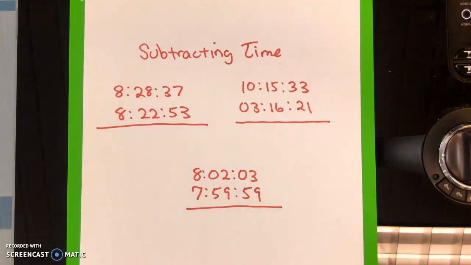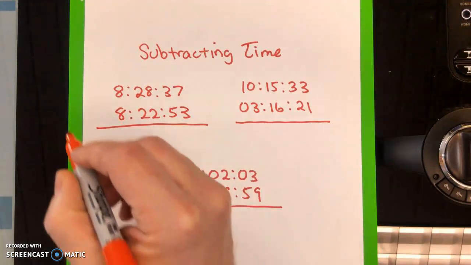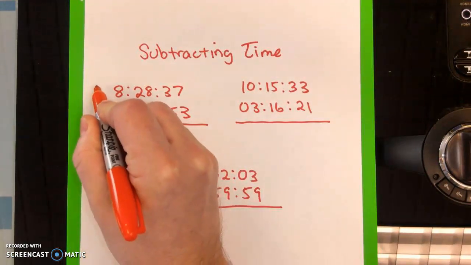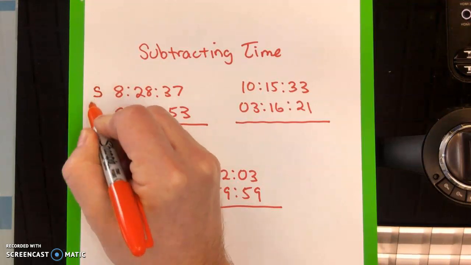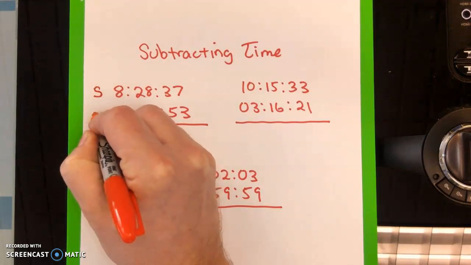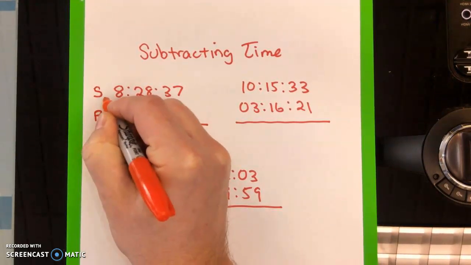So today we're going to be taking a look at subtracting time. Specifically, when we are trying to figure out distance to epicenters, we need to find the difference in time between the P wave and S wave. So we're going to take a look at time here and how to subtract it. On top is always going to be our S wave time, and on the bottom is always going to be our P wave time.